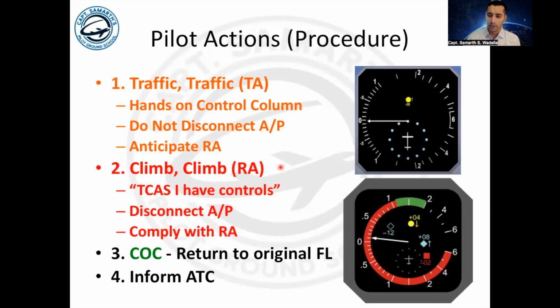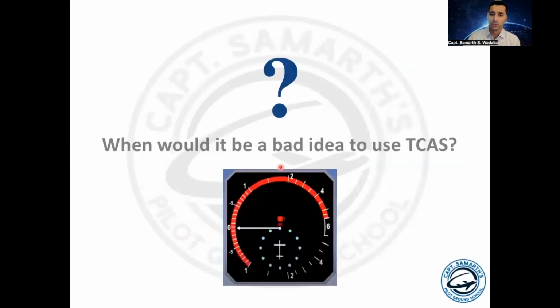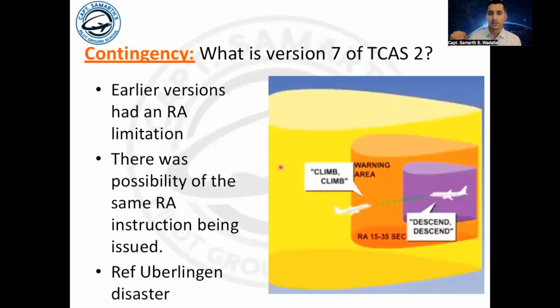This would be a good time to take you to this slide, and I'll come back to the other slides in a while. Why software version 7 of TCAS 2 was changed to version 7.1. Now that we've talked about climb, climb, and descend, descend, we have a better understanding of TCAS RA callouts. And now we can look at point number 3 on the slide, the Uberlingen disaster.